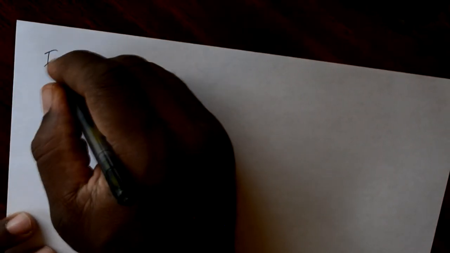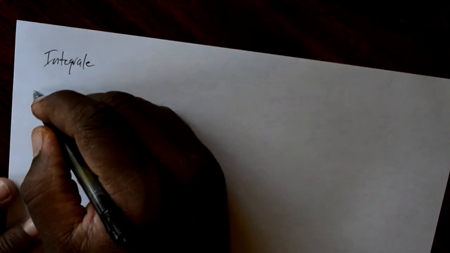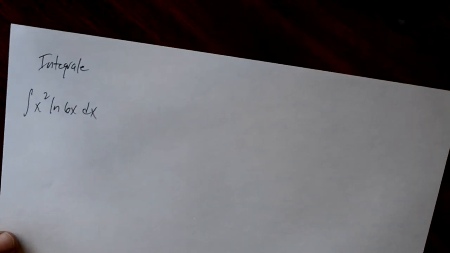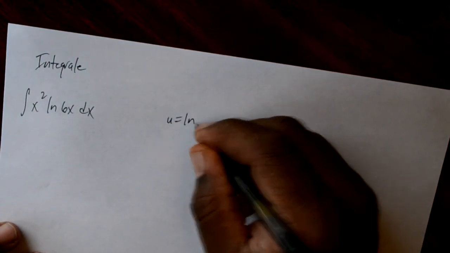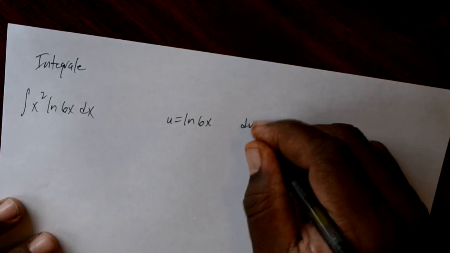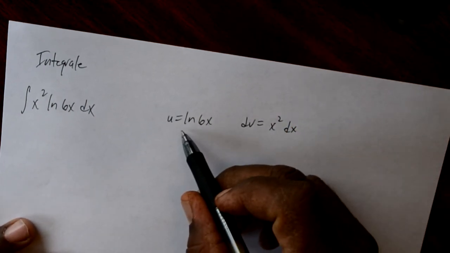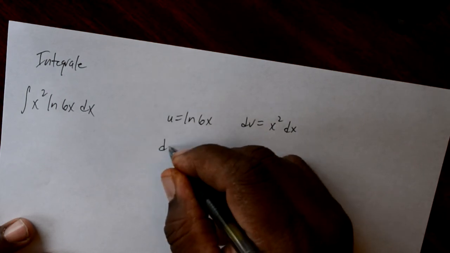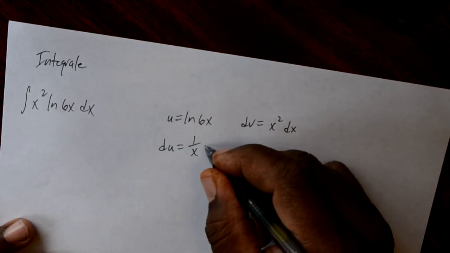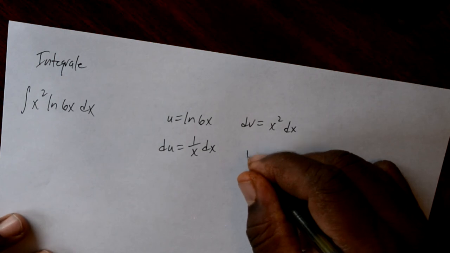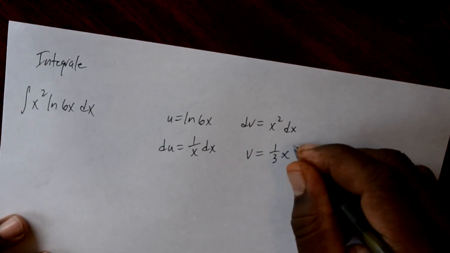So let's take a look at our last example. And here we're asked to integrate x squared times the natural log of 6x dx. So we'll choose u as the natural log of 6x and dv as x squared dx. Once we differentiate our u substitution equation, we have du is equal to 1 over x dx. And once we integrate our dv substitution equation, we have v is equal to 1/3 x cubed.